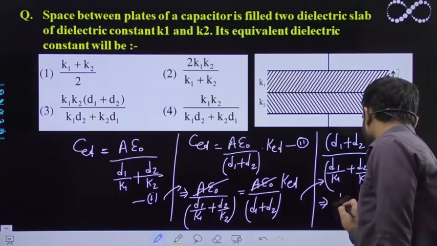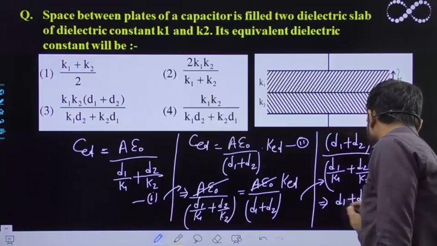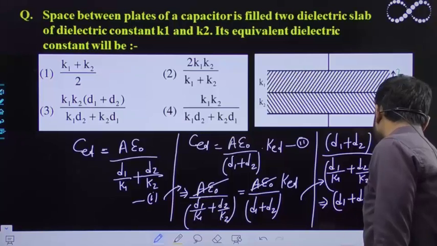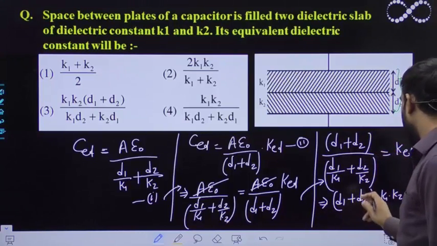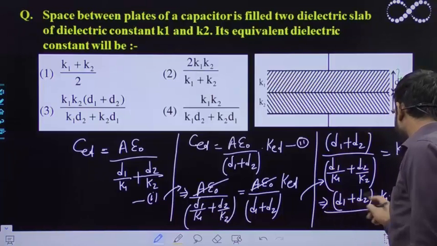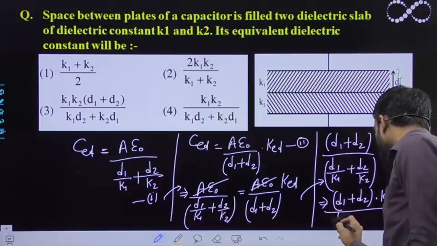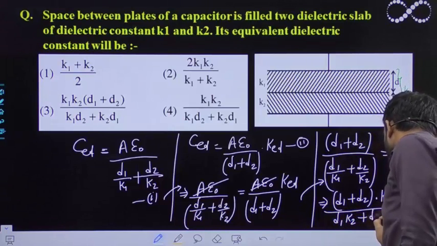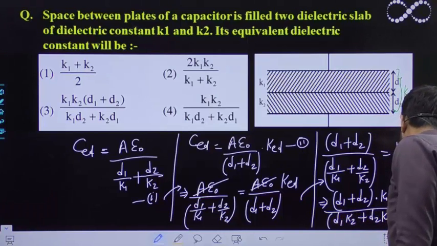If you do the further calculation, then you will get D1 plus D2 into K1 into K2. I am trying to multiply numerator and denominator with K1 K2. So if you multiply this one with K1 K2, K1 will get cancelled out, and you will get D1 into K2 plus D2 into K1. So this is coming as K equivalent.